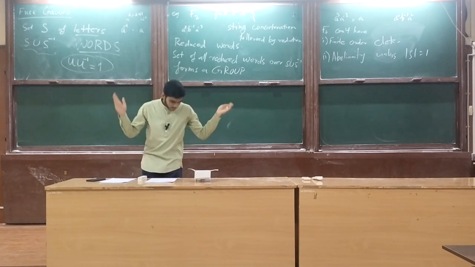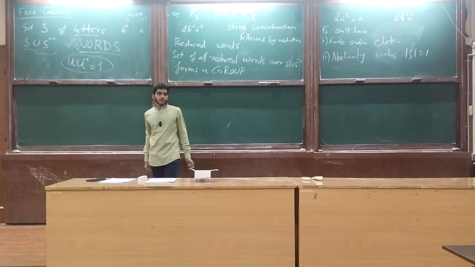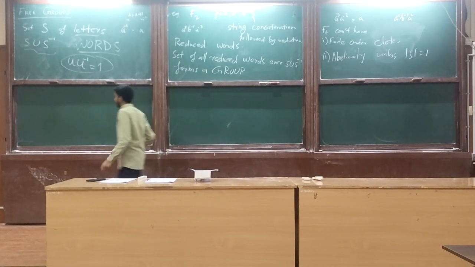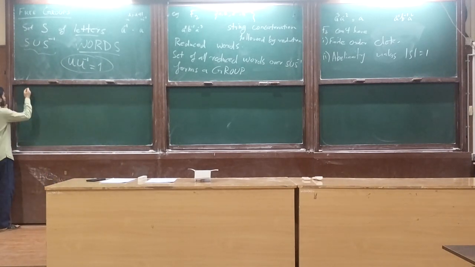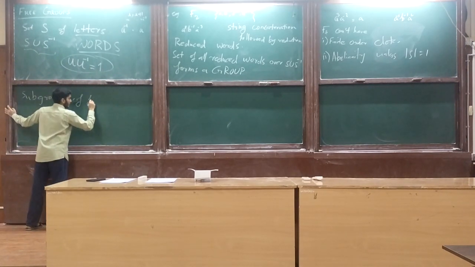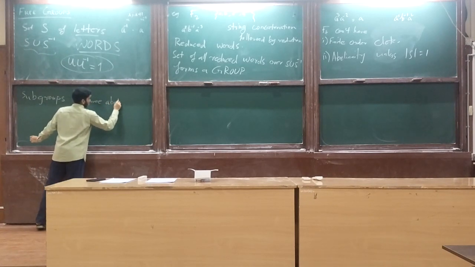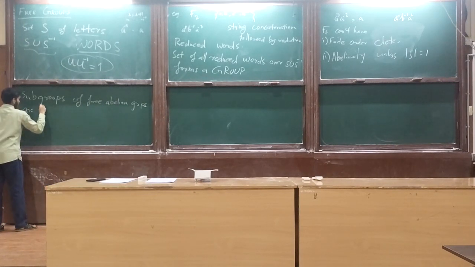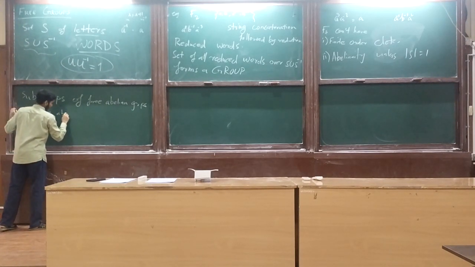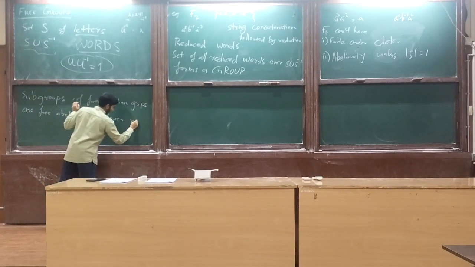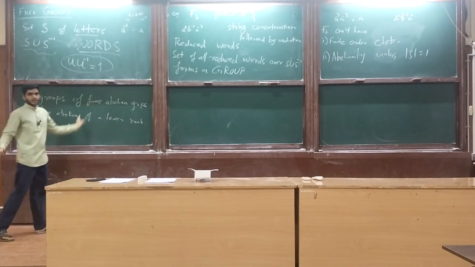Fine. So subgroups of groups come up everywhere, right? So we want to study what subgroups look like. Now there is this result that we did in rings and modules last year for B3, that subgroups of free abelian groups are free abelian of a lower rank, right? This is something we did.